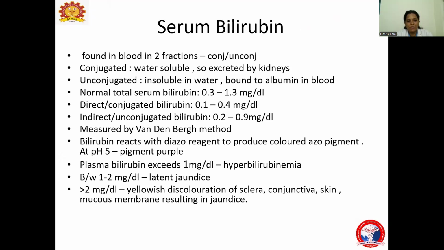Bilirubin reacts with diazo reagent to produce colored azo pigment. At pH 5, the pigment is purple in color. So when plasma bilirubin exceeds 1 milligram per deciliter, it is termed hyperbilirubinemia. Between 1 and 2 milligram per deciliter, it is latent jaundice. More than 2 milligram per deciliter, the yellowish discoloration of sclera, conjunctiva, skin, mucous membrane is seen, which results in jaundice.